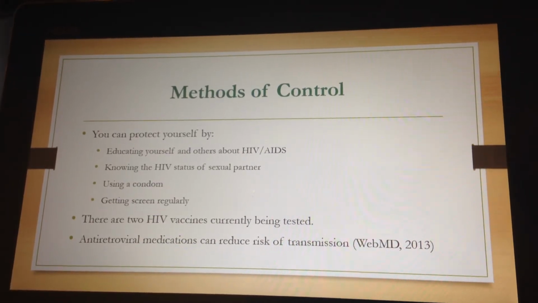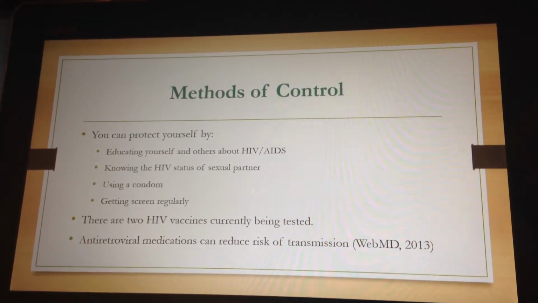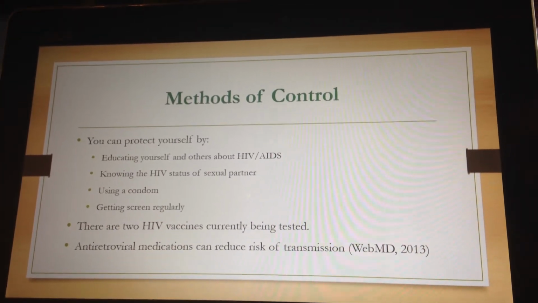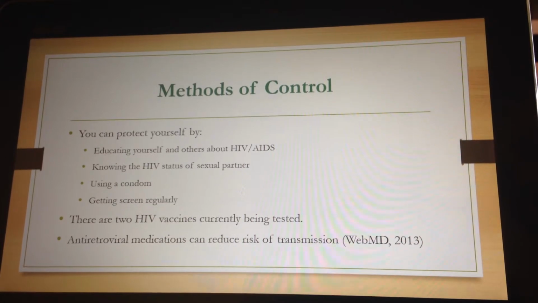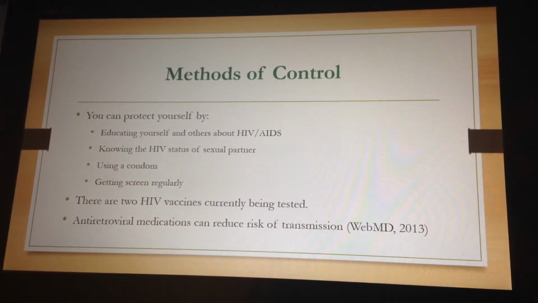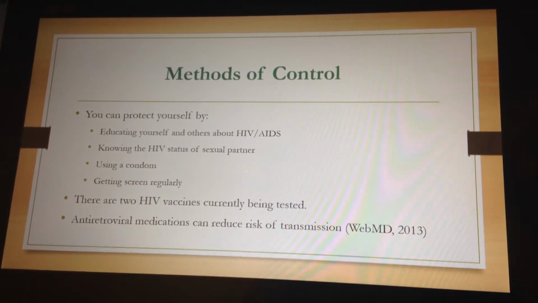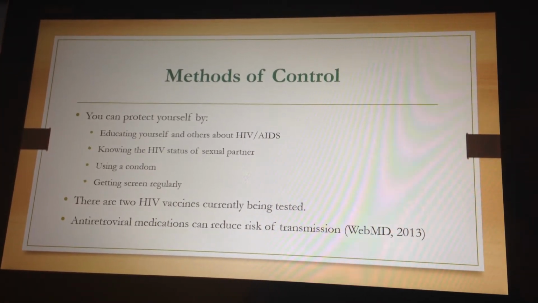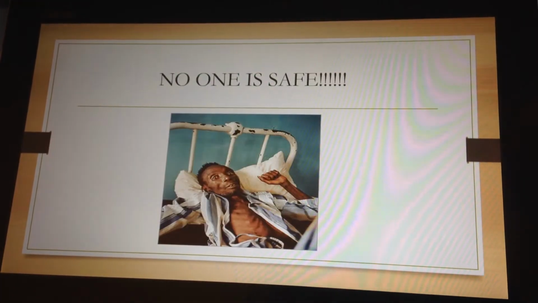Methods of control. You can protect yourself by educating yourself and others about HIV/AIDS, knowing the HIV status of your sexual partner, using a condom, and getting screened regularly. There are 2 HIV vaccines currently being tested. Antiretroviral medications can reduce the risk of transmission.